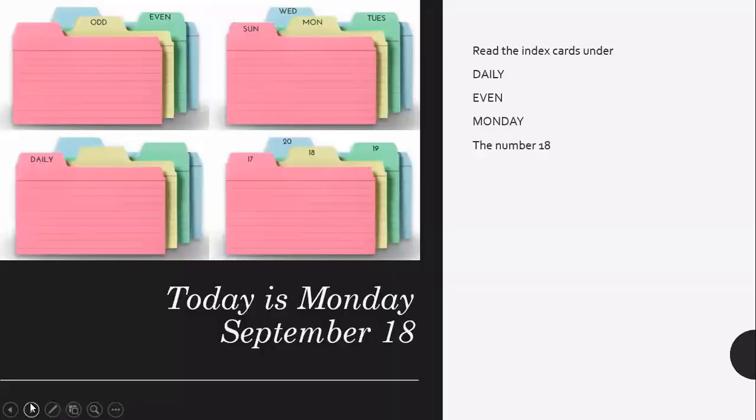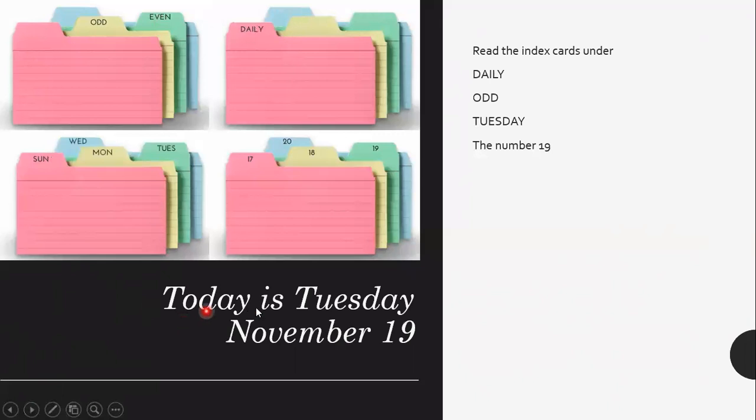So for example, if today is Monday, September 18th, I'm going to always read the daily tab. Then, because 18 is an even number, I'm going to read the cards that are under even. And then because today is Monday, I'm going to read the index cards under the Monday tab. And because today's the 18th, I'm going to read the index cards under the number 18. Okay, so every day I'm going to be reviewing 4 math facts.